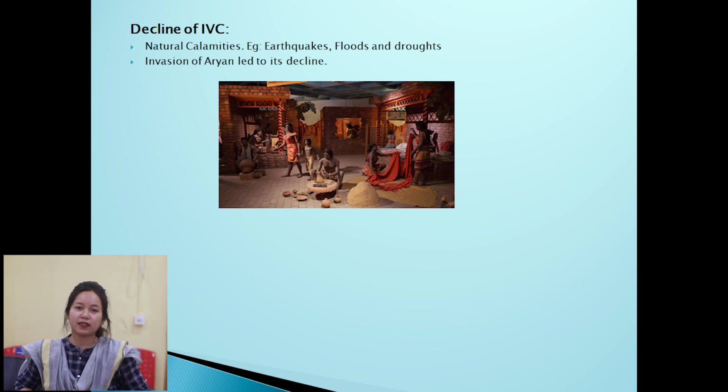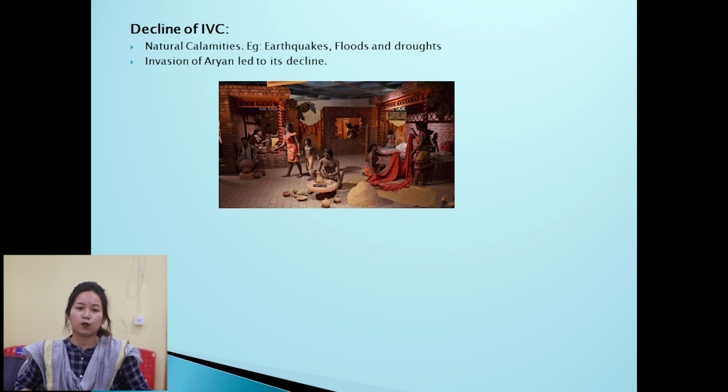Okay, so let's now jump directly to the decline of the Indus Valley Civilization. What led to its decline? There have been many theories regarding the decline of the Indus Valley Civilization. Some scholars are of the opinion that it declined mostly due to natural calamities such as earthquakes, floods and droughts.